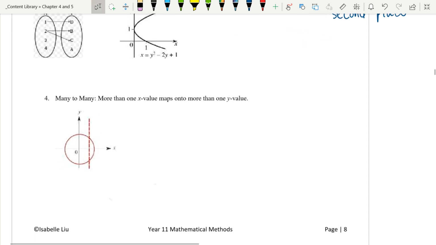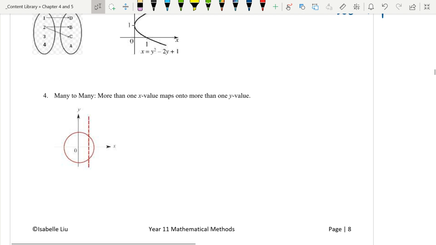For example, take a circle; we learned how to draw circles. If you draw a horizontal line here, it intersects twice, so the first bracket will be a many. If you draw a vertical line here, it still intersects in two places, so that's a many here too. That's why you get a many-to-many relation. You will see questions asking what type of relation you have for a given graph, so you need to draw horizontal and vertical lines to decide.